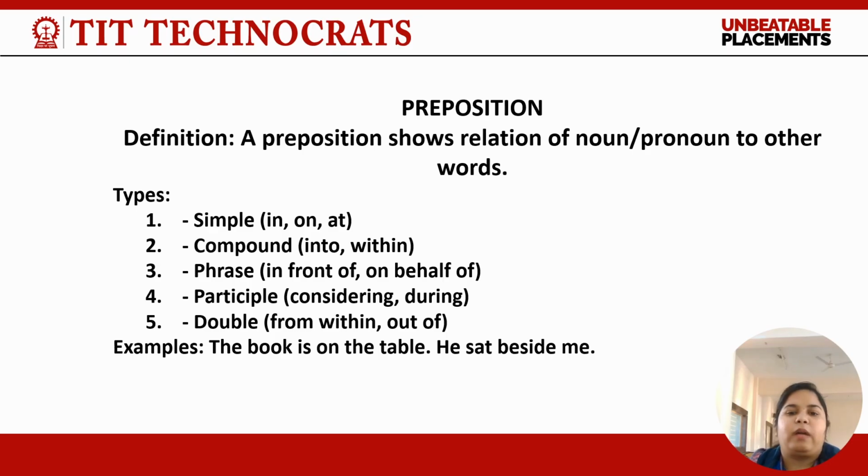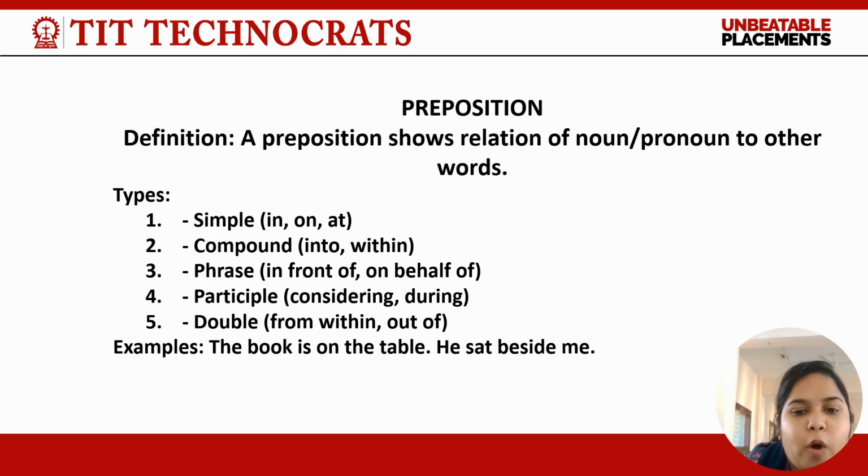Now, have a look at the prepositions. A preposition shows the relationship of a noun, pronoun or other words. It is classified into 5 types. The first one is simple, where it can be used: at, in, on. These are the basic types which we usually use in any sentence. The second one is compound. Compound shows as into, within, whereas this is considered as compound.